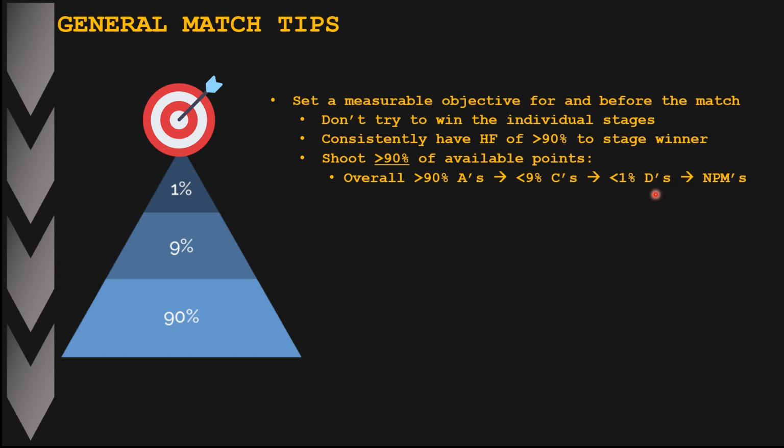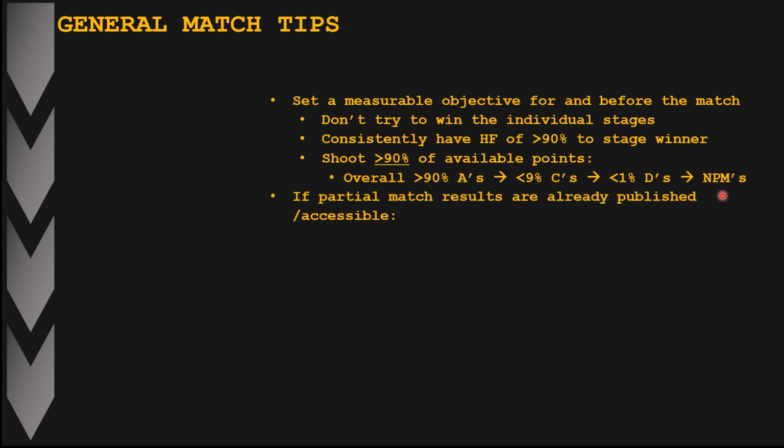So overall, try to have more than 90% hit factor compared to the stage winner, shoot more than 90% of the available points, which I noted down here: more than 90% alphas, less than 9% Charlies, and less than 1% deltas, not only per stage but also for the overall match. That's an objective result that will actually push you and put you, I would say, at least in the top 3. This is also what you will analyze during the 5-step process.